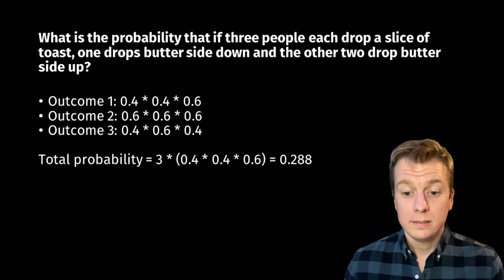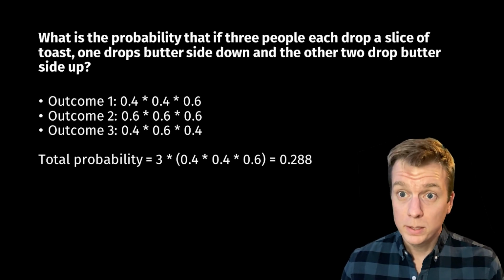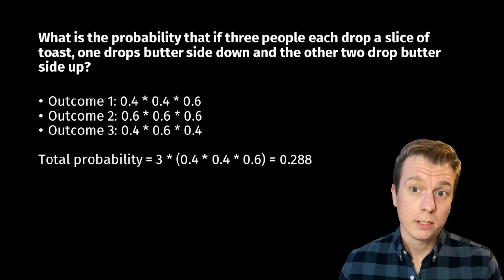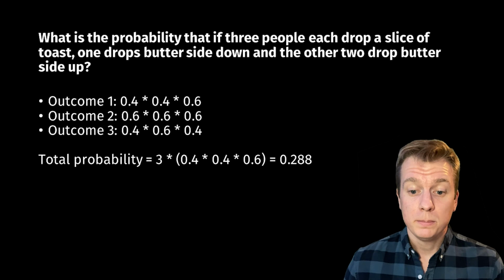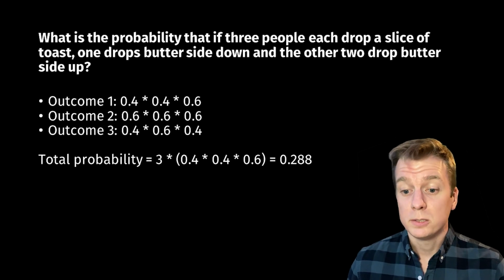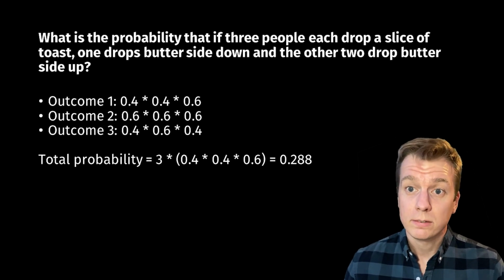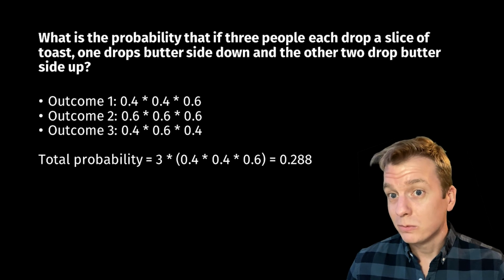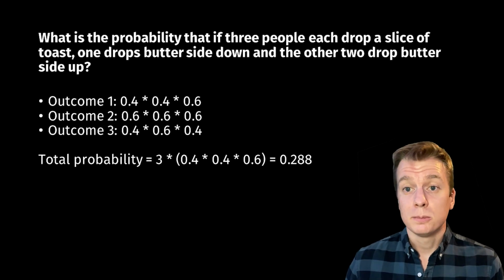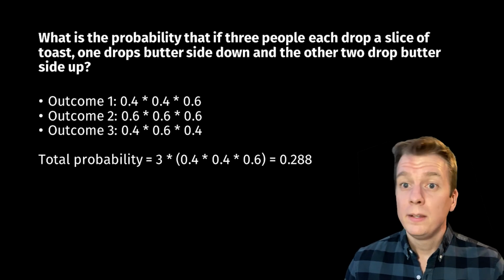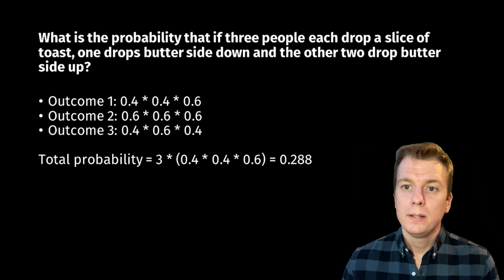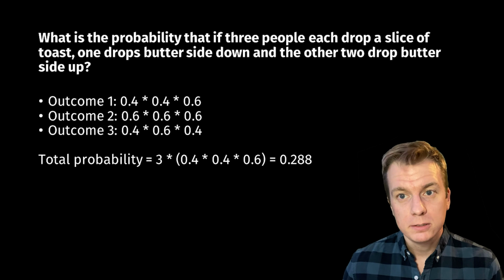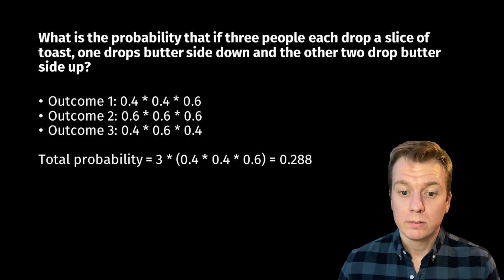Outcome 1 is that the first throw, butter side up, second throw, butter side up, and third throw, butter side down, which would be 0.4 times 0.4 times 0.6. Of course, we can get 0.4 by subtracting 0.6 from 1. The other 2 outcomes are just a rearrangement of those 3 events.